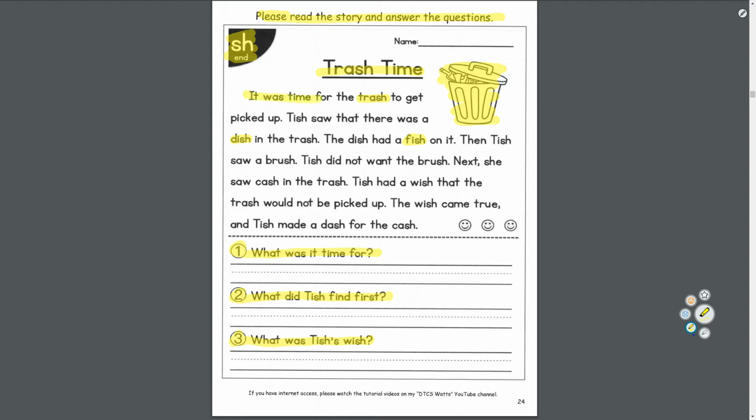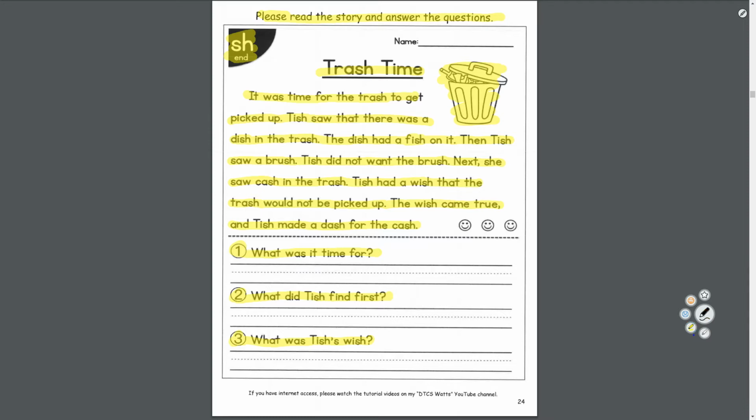It was time for the trash to get picked up. Tish saw that there was a dish in the trash. The dish had a fish on it. Then Tish saw a brush. Tish did not want the brush. Next, she saw cash in the trash. Tish had a wish that the trash would not be picked up. The wish came true, and Tish made a dash for the cash.